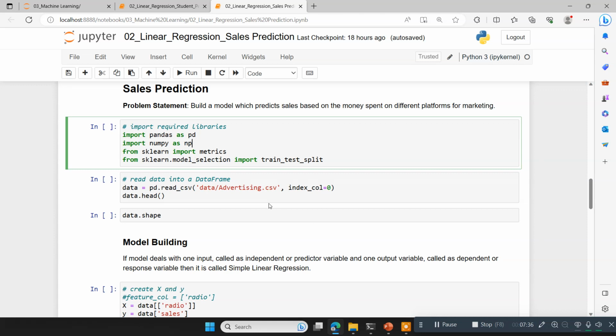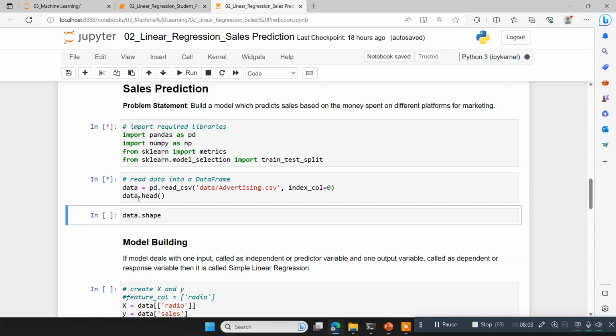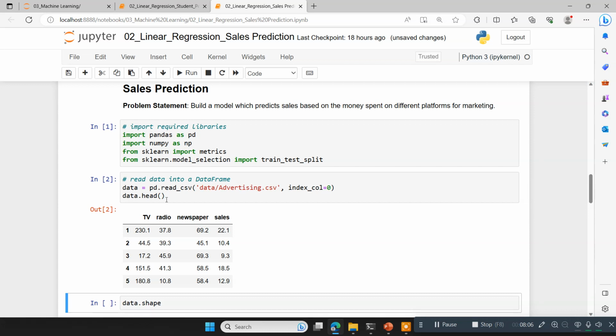I kept my dataset in my subfolder data. So with pd.read_csv, we are reading the CSV file. What does CSV stand for? Comma separated value. And this file already has the index column like 0, 1, 2, so that's why index_col equals 0, and we are setting that to the 0th column. Then data.head. If you run this, the data frame is created in cell number 2, and head by default displays the first 5 rows, and here we have the first 5 rows.